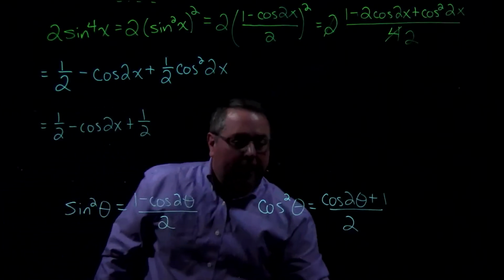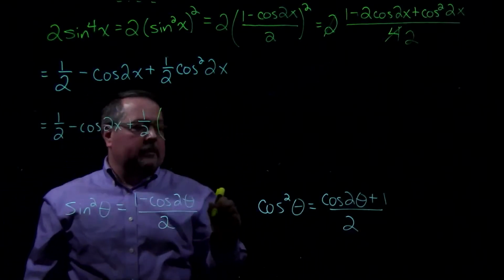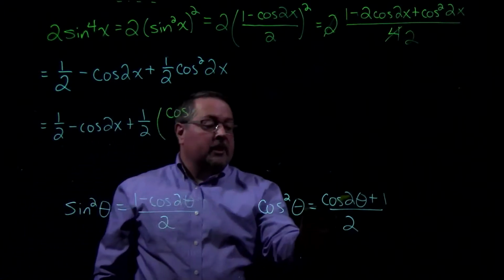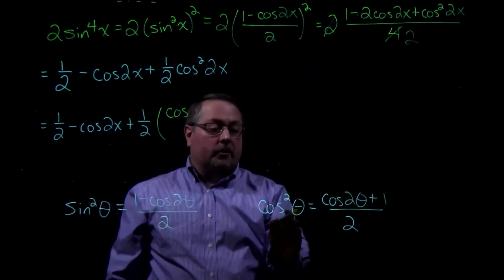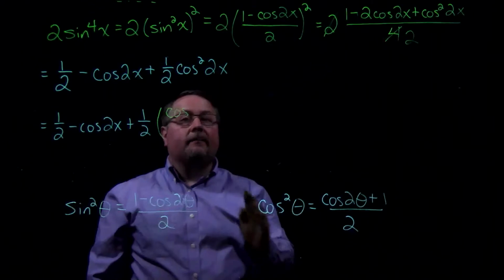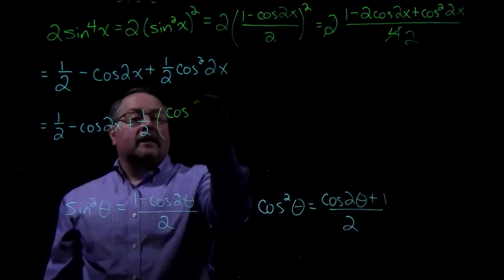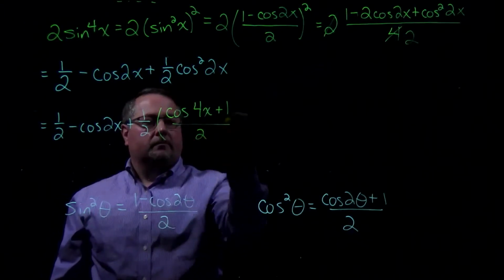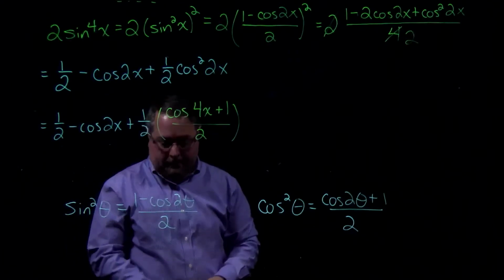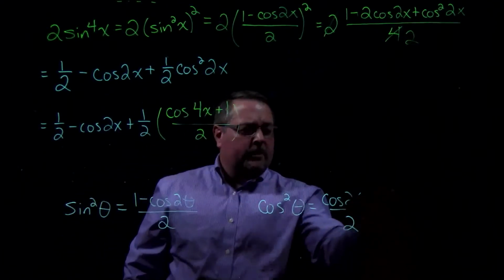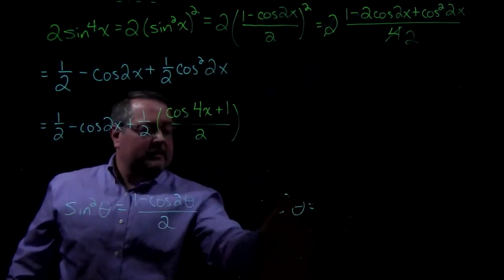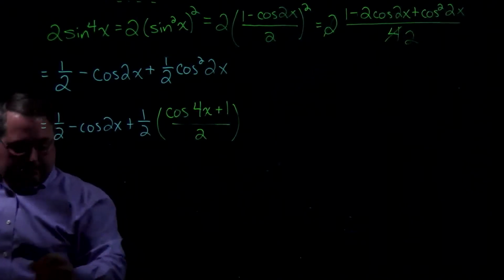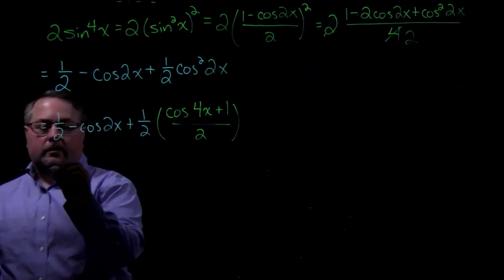Okay, so if we use the power reduction formula for cosine squared, this is going to be cosine, and we always double what was in the cosine squared. So if we have cosine squared theta, that becomes cosine of 2 theta. Now we have a cosine squared of 2x, that's going to double to a cosine of 4x, plus 1, divided by 2. Okay, so now we're done with our power reduction formula, so I can erase these. And now we just do a little simplification.